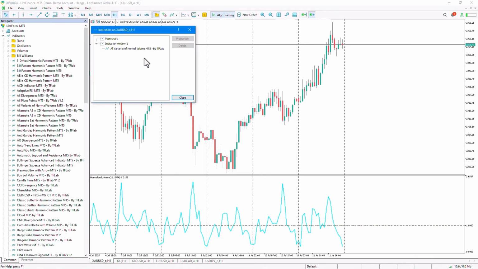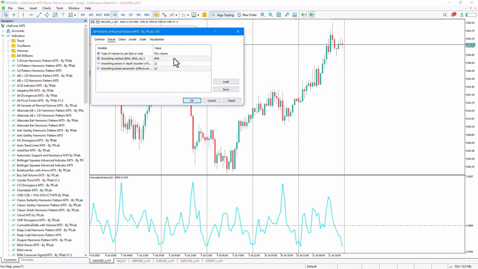In the settings section under the input tab, we have several options. In the first part, we can select the type of volume, which includes two modes, tick volume and real volume. In the Forex market, we have tick volume, and if we have access to real volume, we can also use the real volume option for other symbols.